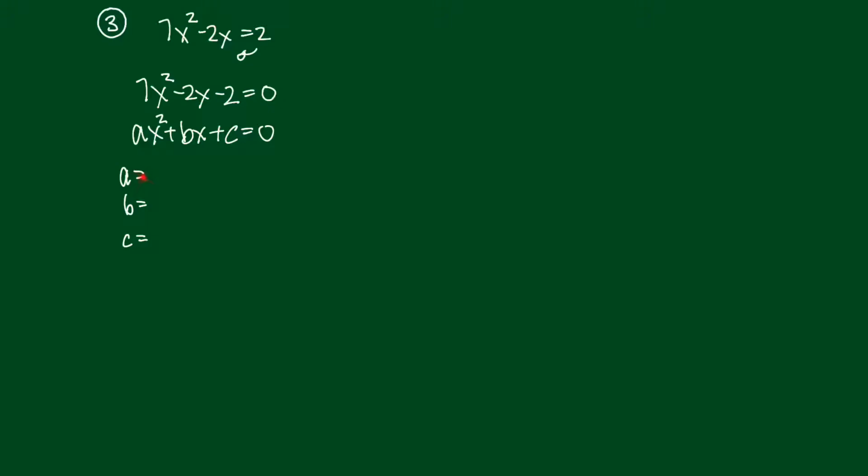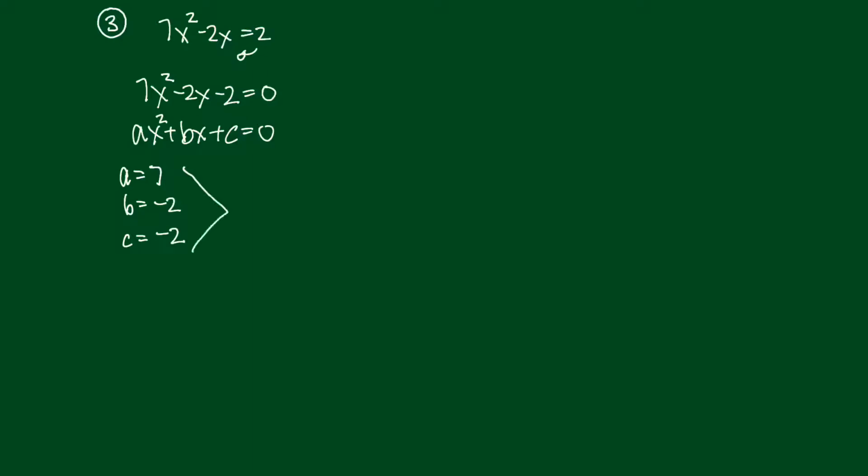So a is the coefficient of the squared term, and that's a 7 for us. b is the coefficient of the first degree term, which is a negative 2 for us. And c is the constant, right? c is that constant, which is just negative 2.